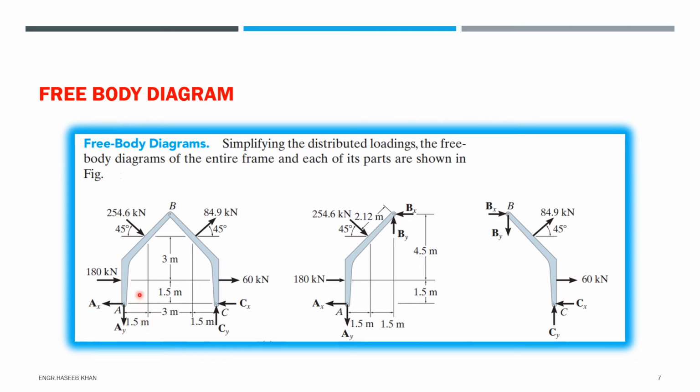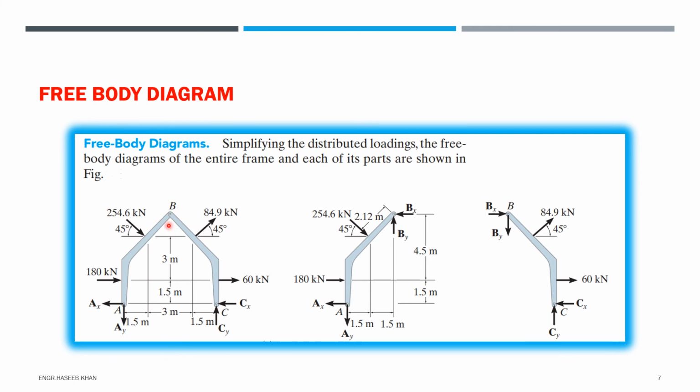We have the overall frame. In this frame we have converted the uniformly distributed load to point loads. Here 60 kilonewton was acting, so we have 60 multiplied by 3, 180 kilonewton. The length of this one is actually greater than 3, so we have 254.6 kilonewton acting on it, and on the other side we have 84.9 kilonewton acting on it, because this frame is turned at 45 degrees, so we have length greater than 3 in it, so the greater force is acting on it.